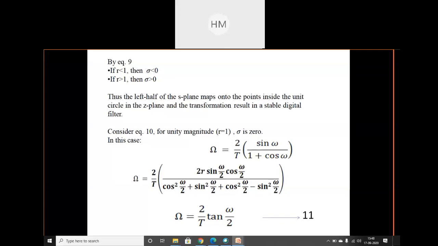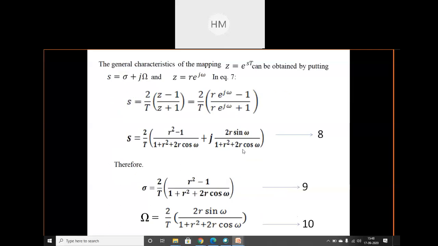Now consider equation number 10 for unity magnitude. For unity magnitude, r is equal to 1. When r becomes 1, what will be the value of sigma? In that case, sigma will be 0. You can see in the equation, if r is 1, sigma will become 0. We are trying to find out the parameters at unity magnitude, when small r is equal to 1.